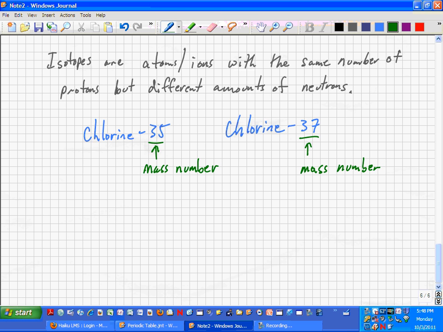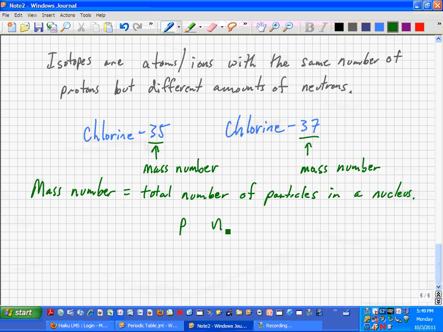Probably a good time to define mass number. Mass number is the total number of particles in a nucleus. Well, there's only two things in a nucleus. That's your protons and your neutrons. So in order to find the total number, you would add them up. So your mass number is equal to your protons plus your neutrons.